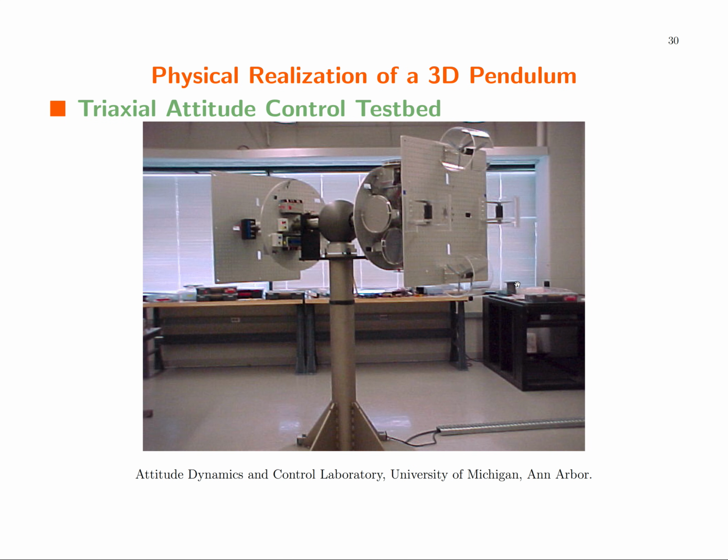So this is a physical realization of a 3D pendulum. This is the triaxial attitude control testbed at the Attitude Dynamics and Controls Lab at the University of Michigan, run by Harris McClamrock and Dennis Bernstein. Okay, so it looks a little bit like a TIE fighter. It has fans on the side.